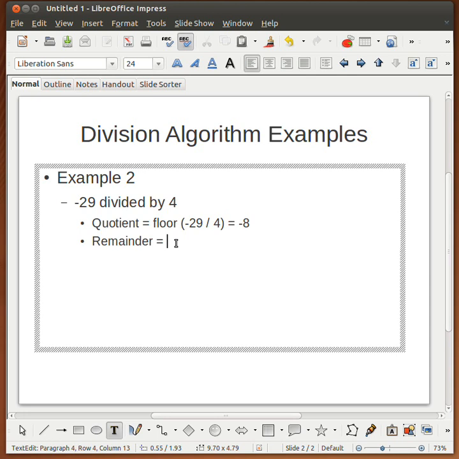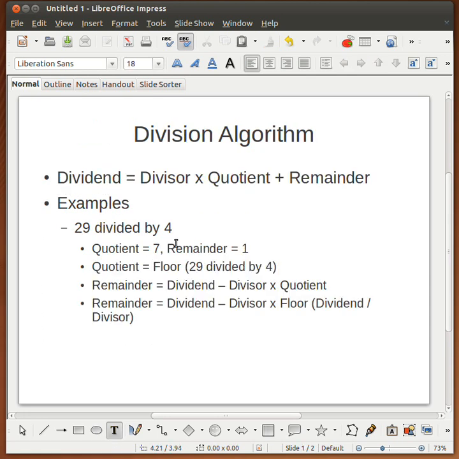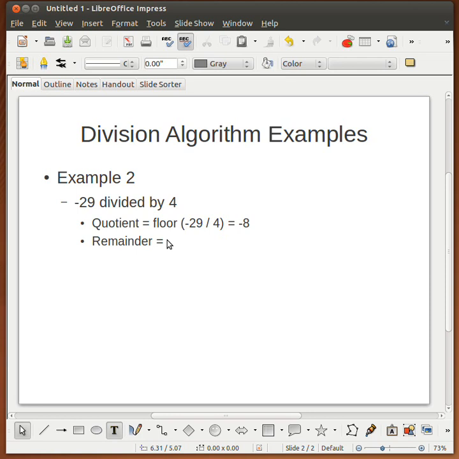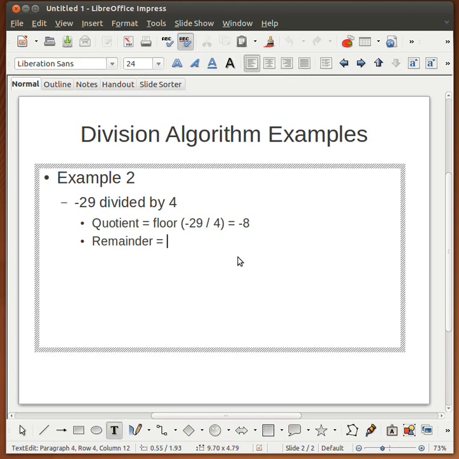So now we will have divisor times, let me copy it from here all the way to here. So this time it will be equal to negative 29 minus the divisor times the quotient. Negative 8 was the quotient.